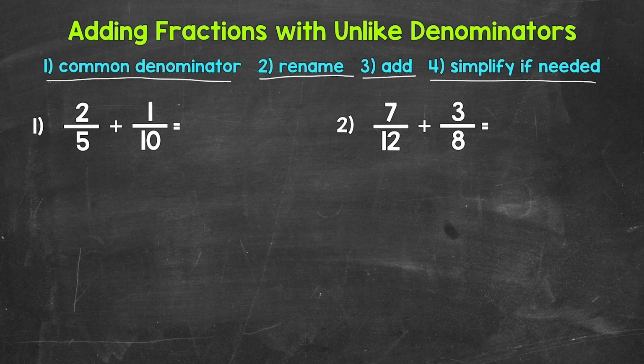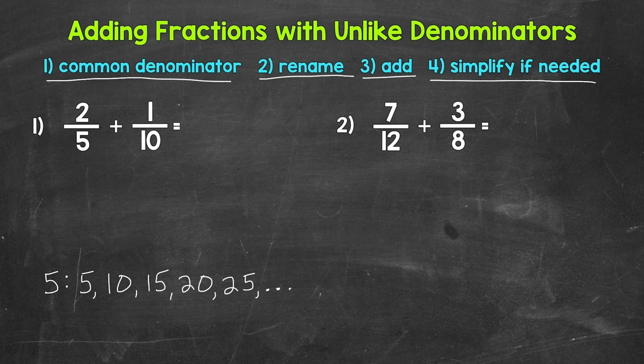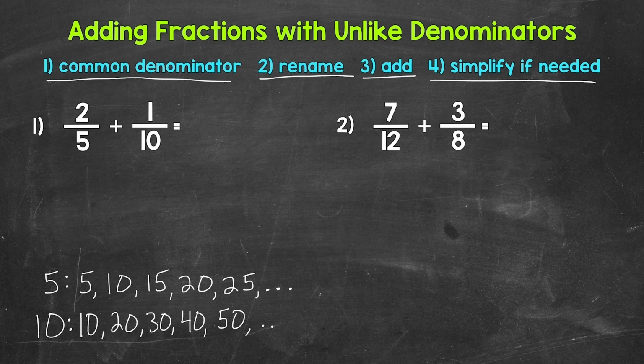And to show you what I mean here, I'll write out the first 5 multiples of 5 and 10 to see if we have any multiples in common. The first 5 multiples of 5 are 5, 10, 15, 20, 25, and these continue on. The first 5 multiples of 10 are 10, 20, 30, 40, 50, and these continue on.